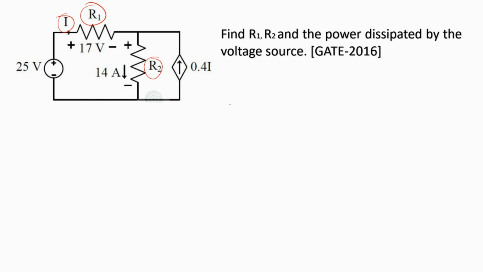The problem is that we need to compute the power dissipated by the voltage source. Additionally, we can also compute R1 and R2. To begin with, we need to know what power really is. Power can be computed by voltage into current. We know the voltage that comes out from this voltage source, but we do not know the current. If we are able to compute the value of I, we can compute the power dissipated by this voltage source. So let us consider the branch current method in order to compute these parameters.